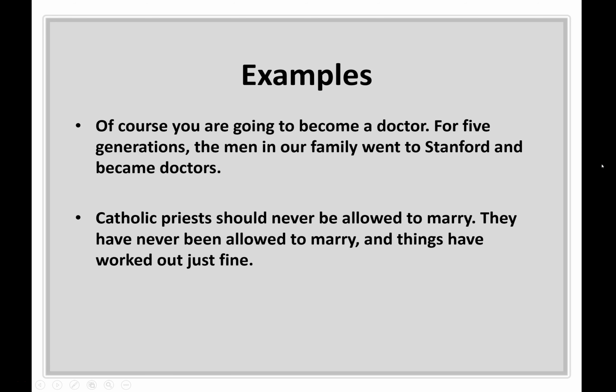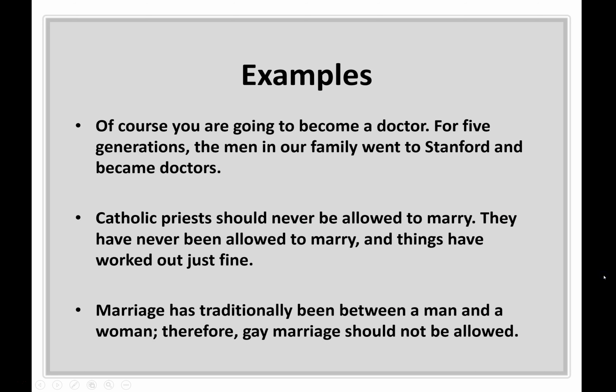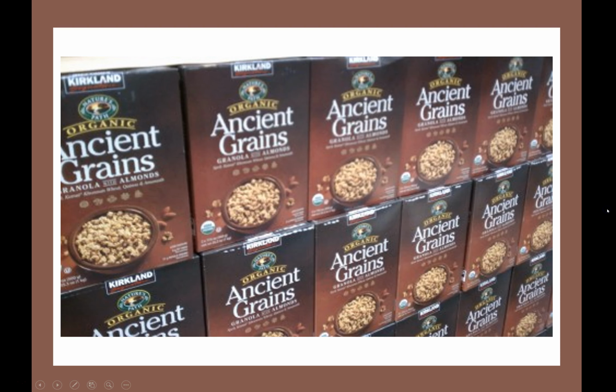Or Catholic priests should never be allowed to marry. Well, why? Well, they've never been allowed to marry before and things have worked out just fine. It's a matter of tradition. Right? So in order to justify this conclusion, you're saying it's not part of the tradition. Or marriage has traditionally been between a man and a woman, therefore gay marriage should not be allowed, right? Why shouldn't we allow it? Because it's always been this way. Again, all known as appeals to tradition, fallacies of relevance.